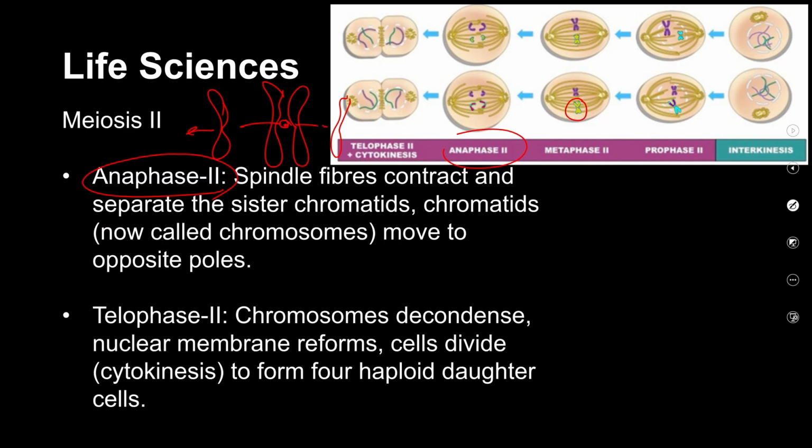During metaphase, they met, and now we're seeing that the centromeres are pulled apart, causing the daughter chromatids to move in the opposite direction. So spindle fibers contract, they separate out the sister chromatids or daughter chromatids. The chromatids then are now called chromosomes, and move to the opposite poles.